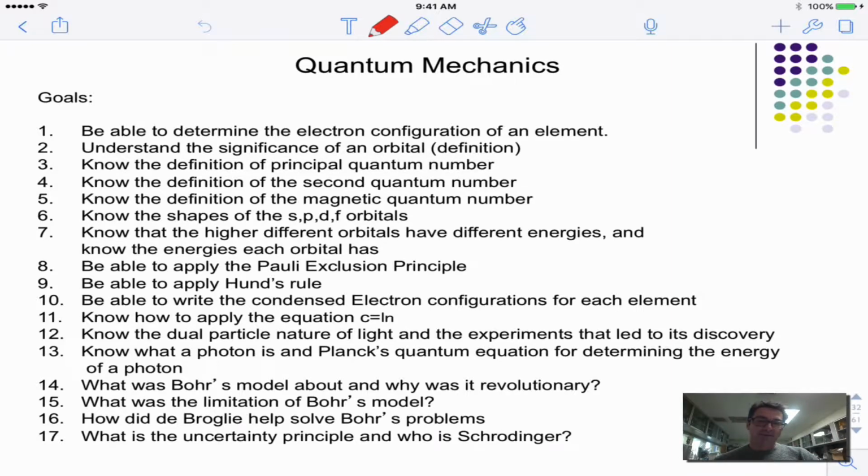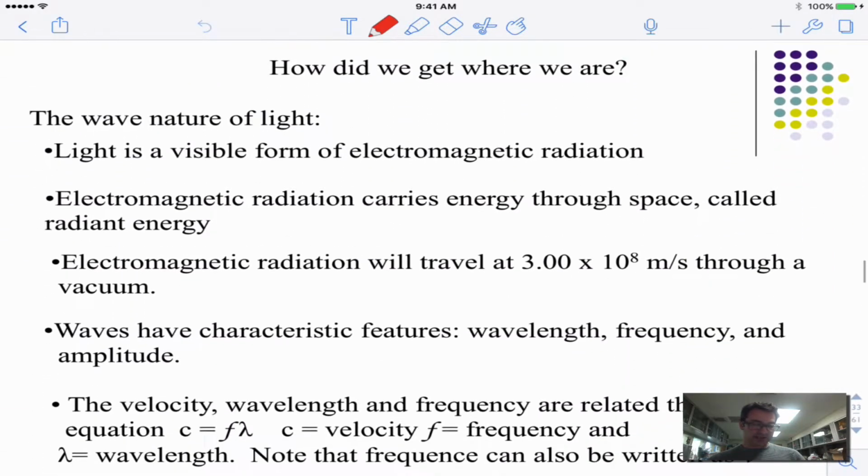I have this separated because I used to actually just teach this in AP, but with IB, since I didn't go back and review some of the early atomic structure over the summer with you, I put that in the beginning. So, to get into quantum mechanics, you really have to understand what we know about light and about the nature of light.